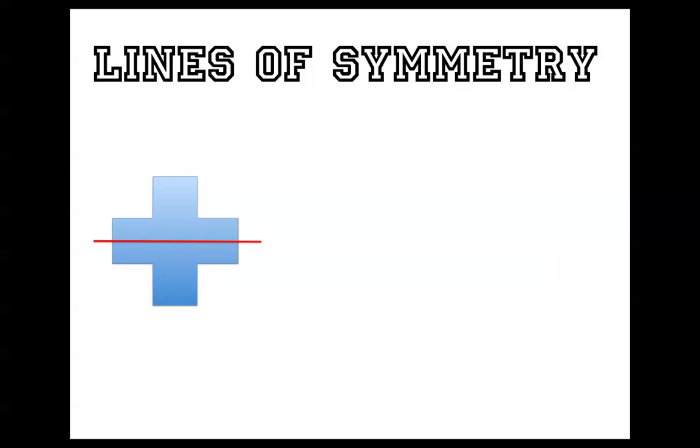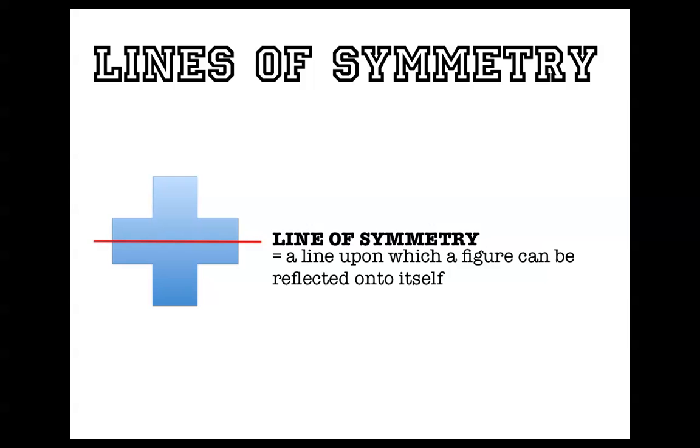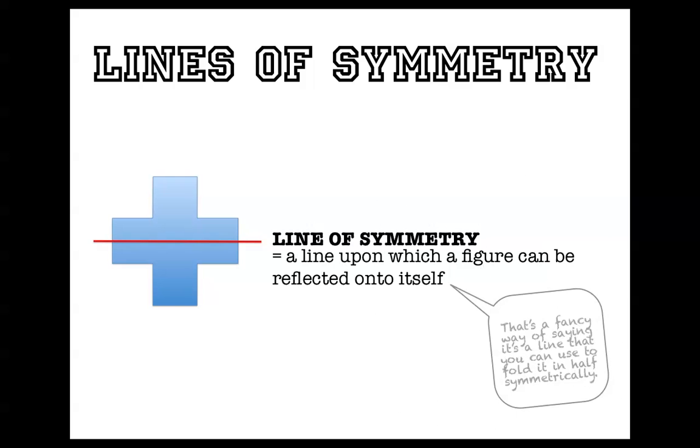But is that the only line of symmetry for this figure? No, there are other lines of symmetry. There are other lines upon which this figure could be reflected onto itself, which is a fancy way of saying that lines of symmetry are just fold lines that you could use to fold that figure in half symmetrically. Obviously, you can do it vertically as well as horizontally, but there are even more lines of symmetry for this particular figure. Can you spot them?